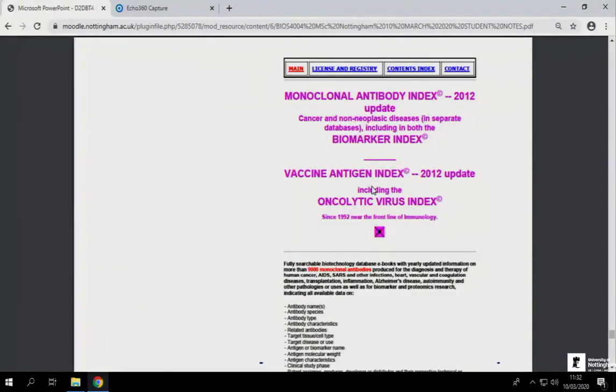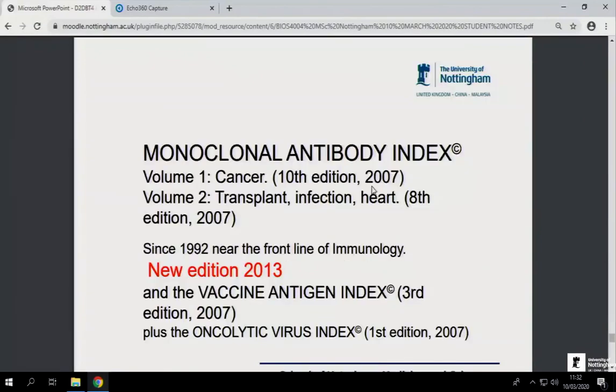So resources. I made Steve buy this. The Monoclonal Antibody Index came out in 2012. There's a new one out in 2017. So you can say to him, Steve, can we have a look at this, please? And he'll say, I haven't kept it up. That's what he'll say. He said he hasn't paid for it every year. Anyway, they have a new edition in 2013, another one in 2017.